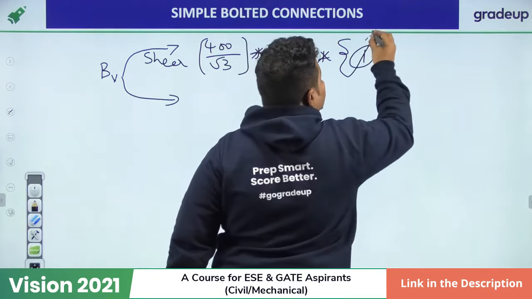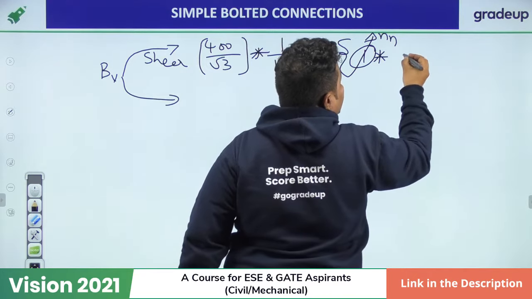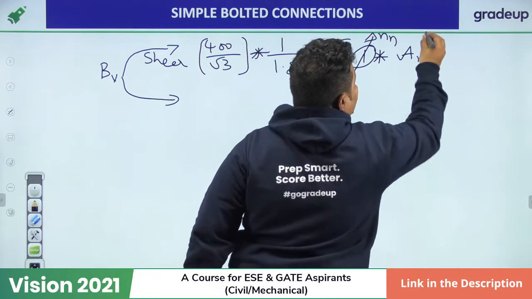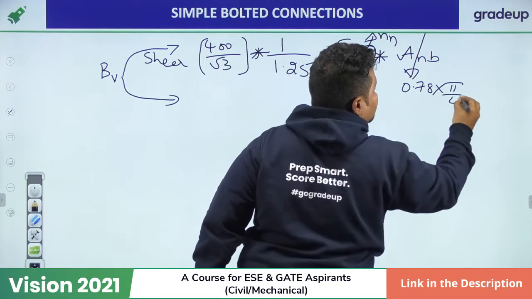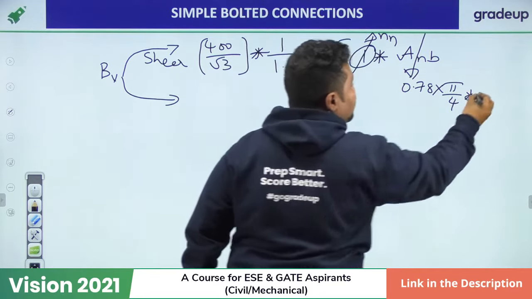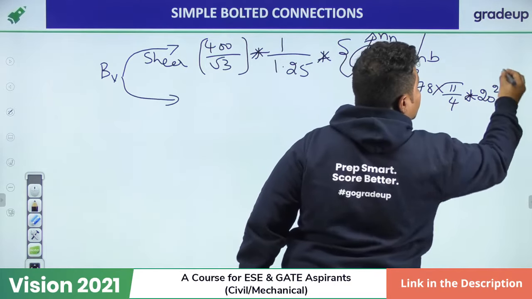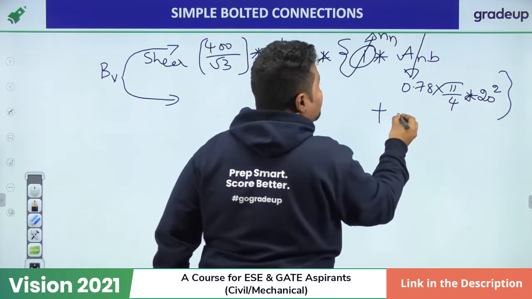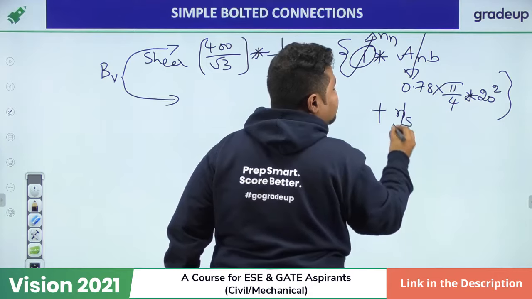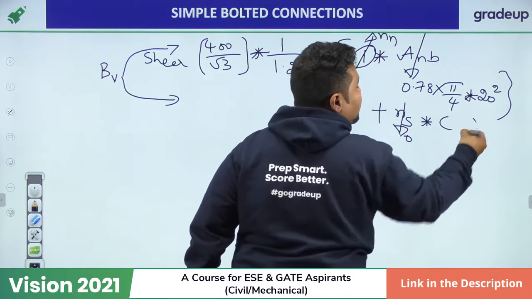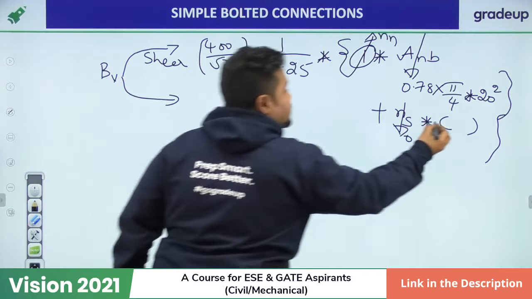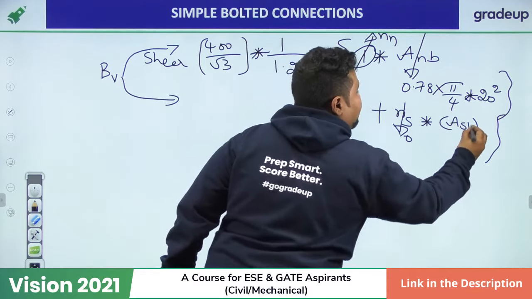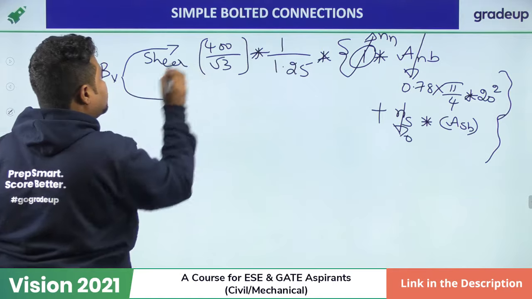In this sense, NN is there, and A and B is, if you can see, 78% of the cross-sectional area of the bolt, which is pi by 4 into the diameter of the bolt, 20 squared. Whereas if you want the answer for NS, the value is already 0, and 0 into any value will also be 0, so I don't want to consider that. NS into ASB, so this is the answer for shear mode.